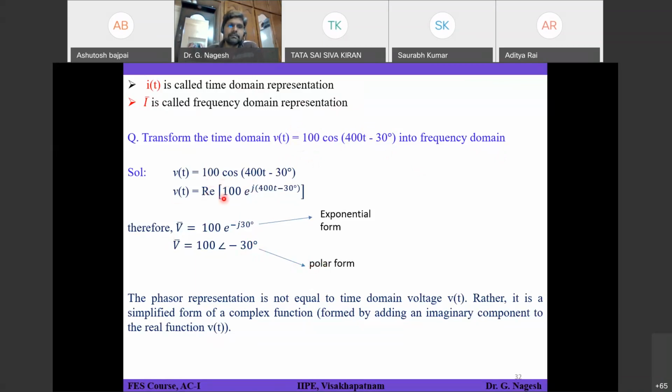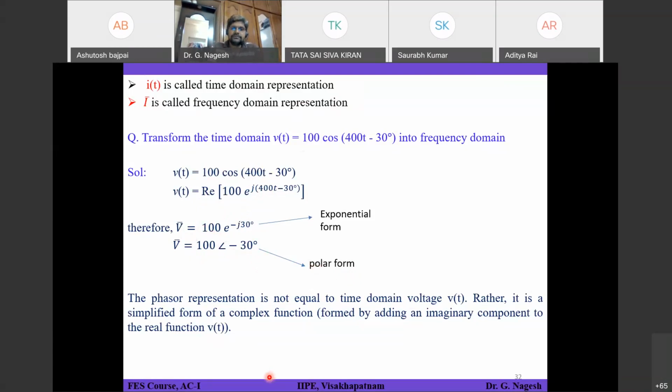v of t will be the real part of the exponential form of this voltage, 100 e power j into 400t minus 30 degrees. e power j omega t is going to remain constant in your circuit, so better not to represent that. So I'm removing that term, and the real part also I'm removing. So this is called the exponential form of a complex number, and this is called the polar form of a complex number. This polar form is called the phasor form.